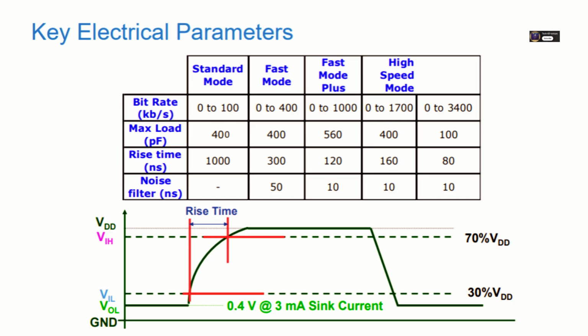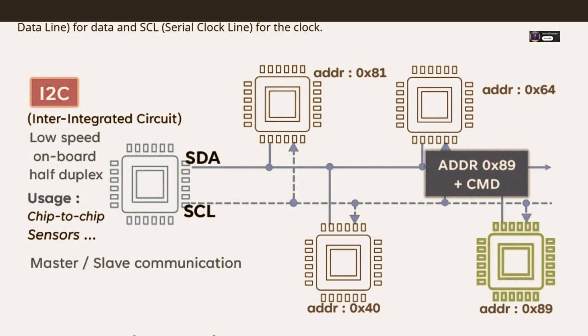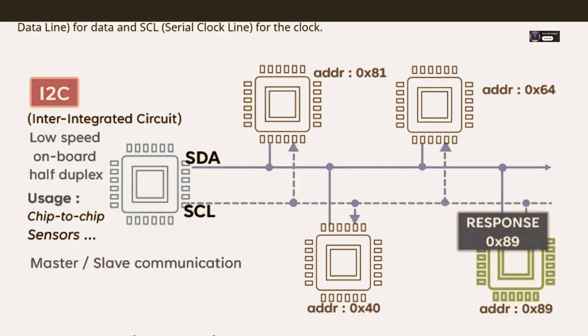Okay, so we've got the physical wires and the clever electrical setup. Now let's talk about the actual language I²C uses. How do these devices actually converse? What's the protocol, the handshake, the data structure? How does a master tell a specific slave to do this? And how does the slave answer back?